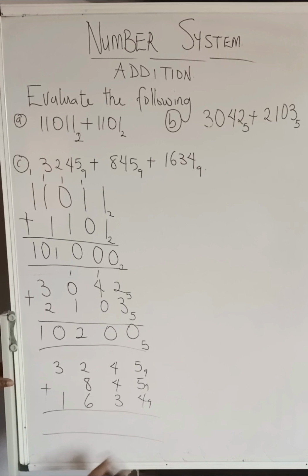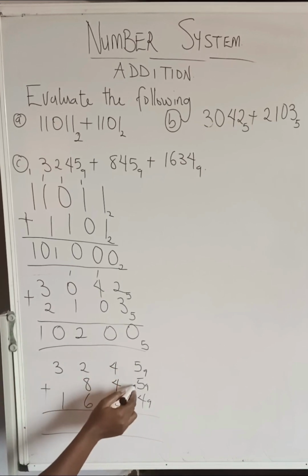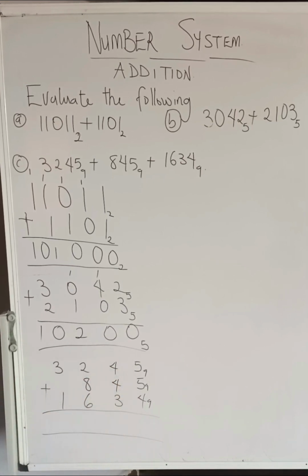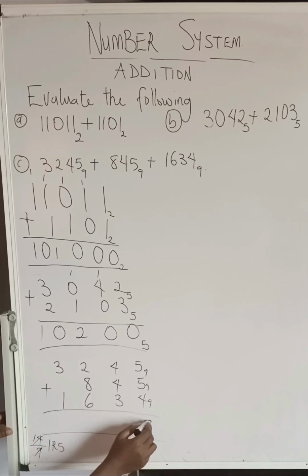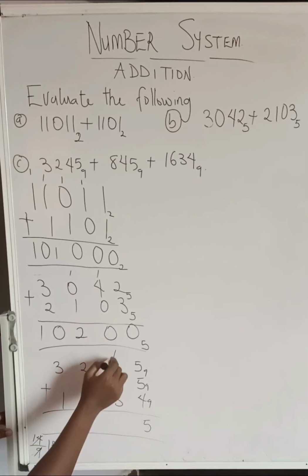We add together. So 5 plus 5 is 10. 10 plus 4 is 14. Can we write our 14 here? No. We go the normal way. 14 divided by 9. Our 9 will go into 14 how many times? Once. And what will it remain? 5. What do we write? We write our remainder, which is 5. We bring down 1 here.